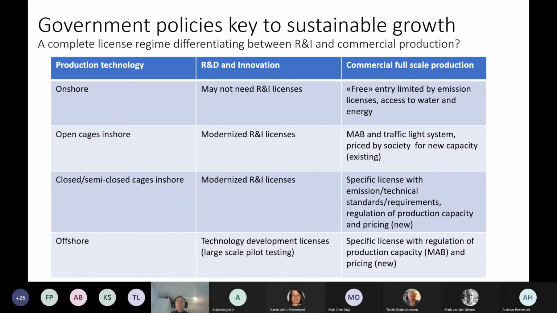So government policies are key to sustainable growth, and I'm not going to go into detail on this table, but we need to regulate production systems onshore, open cage inshore, closed and semi-closed cages inshore and offshore, both the commercial full-scale production and R&D innovation. And we need to find the good balances here, which is very complex because it's about a lot of different externalities. It's about diseases, it's about sea lice, but it's also about climate emissions and other environmental footprints.